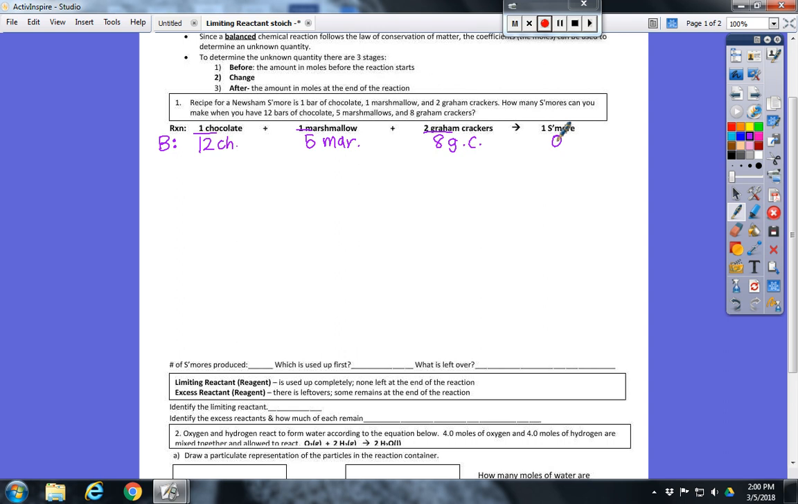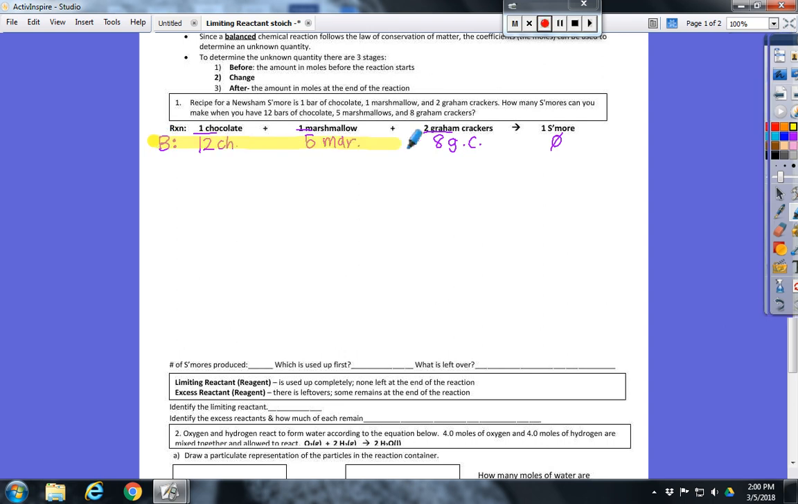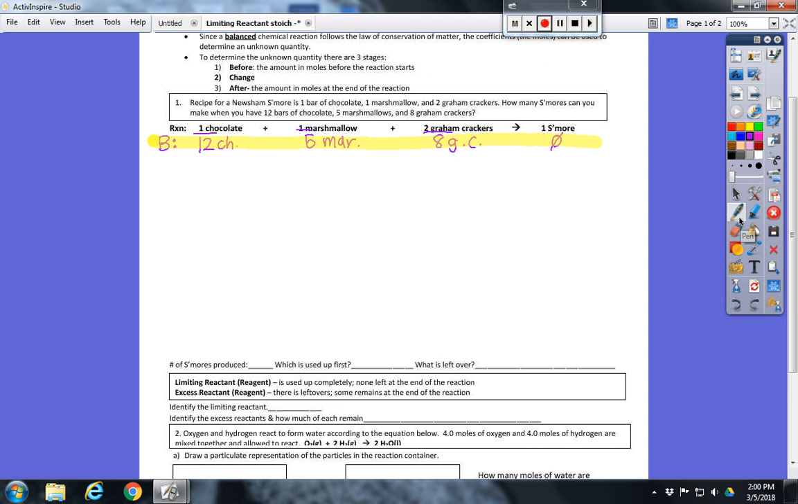Now currently I don't know how many s'mores I'm making, so my last column is going to be a 0, and this is called my before. And I like to highlight my before so that it stands out amongst all these numbers that you will eventually see below. So back to my example here.